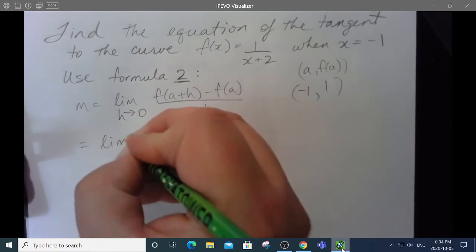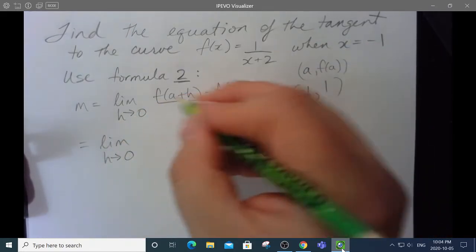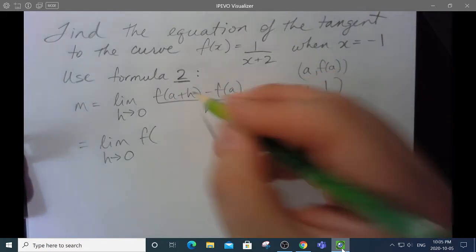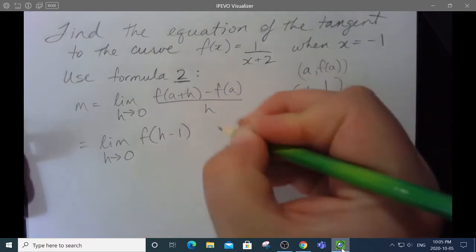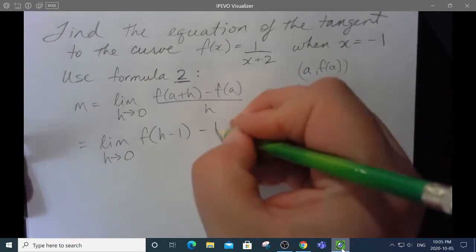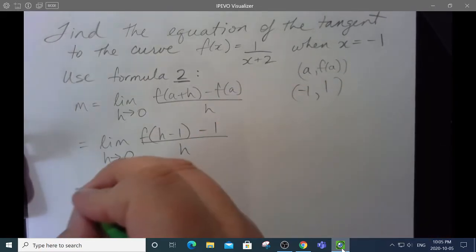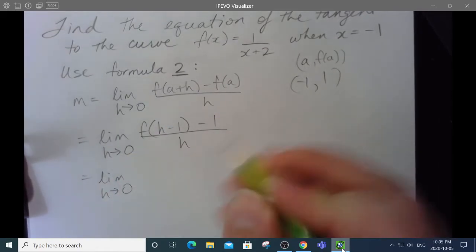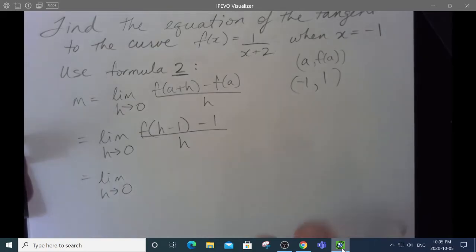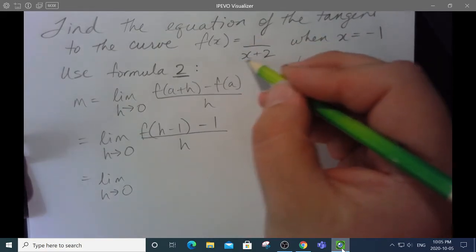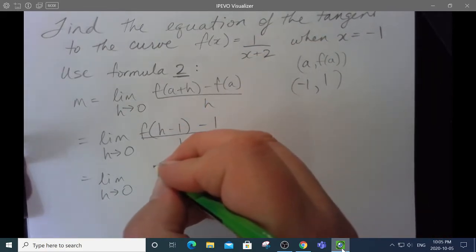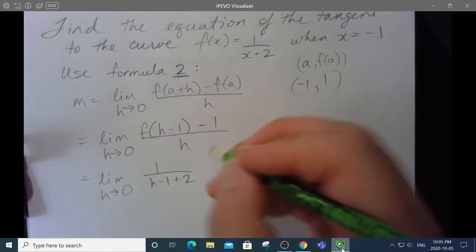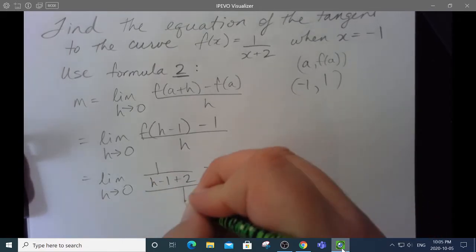So let's plug things into the formula now. So f of a plus h is really f of negative 1 plus h, which I'm just going to write as h minus 1, minus f of a, which is 1, all over h. Okay, let's put this into the formula now. So that's the limit as h approaches 0 of f of h minus 1. So the original function is this. I have to replace its x with h minus 1. So it's going to be 1 over h minus 1 plus 2, all minus 1 over h.